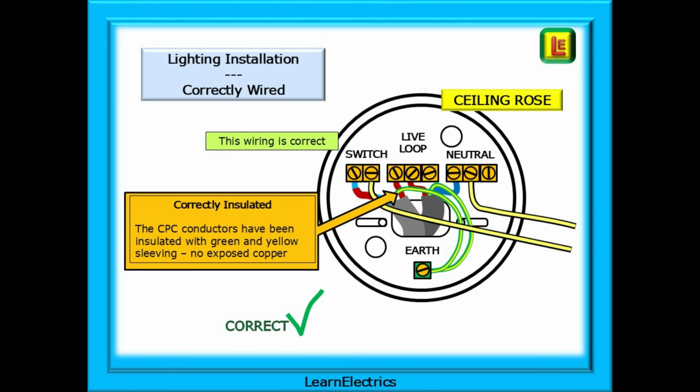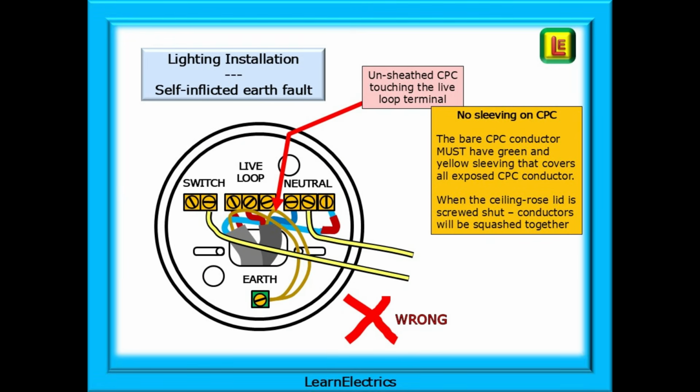Shown here is a correctly wired 3-plate ceiling rose. The CPC conductors have been insulated with green and yellow sleeving, so there is no exposed copper. And now this drawing shows a self-inflicted earth fault in the same ceiling rose. This time the installer has neglected to sheathe the bare copper earths either adequately or not at all. The bare CPC conductor must have green and yellow sleeving that covers all of the exposed copper CPC conductor.